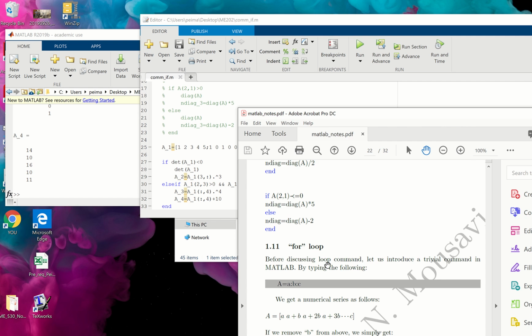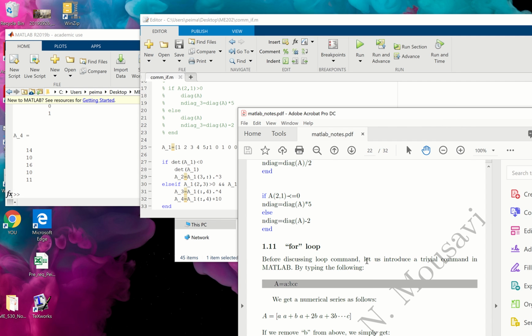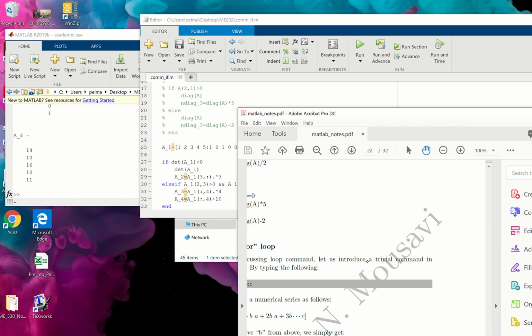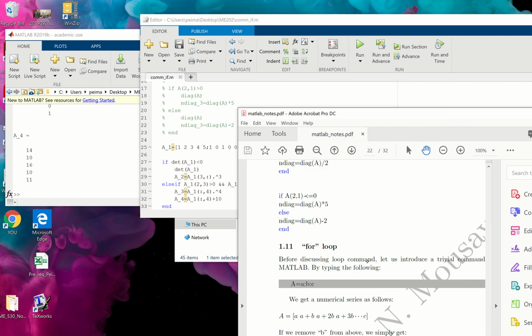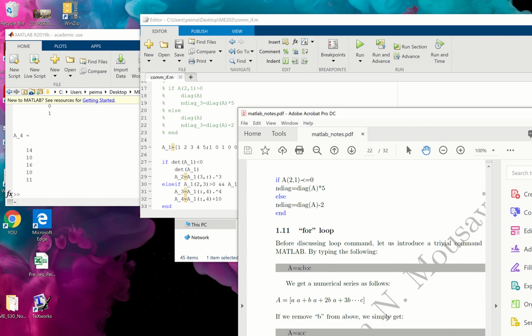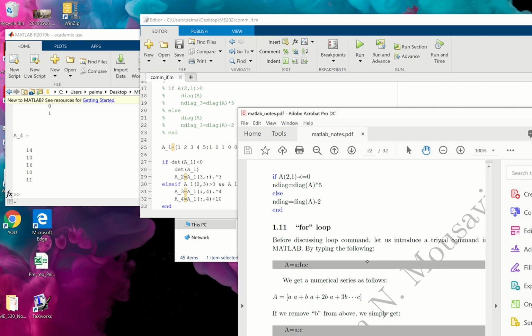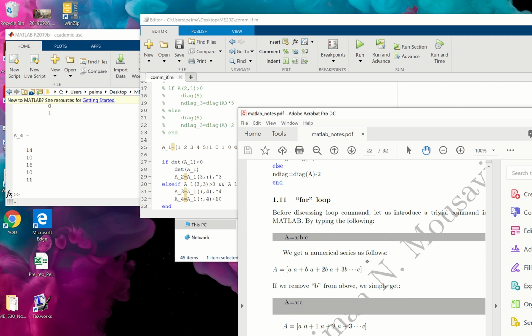For loop. Before discussing the loop command, let us introduce a trivial command in Matlab. A parameter capital A is A with the interval of B to C. We get a numerical series as follows: A plus B, A plus 2B, A plus 3B until C. If we remove B from here, we get this command, A to C. So Matlab automatically adds 1 unit: A plus 1, A plus 2, A plus 3 until C.